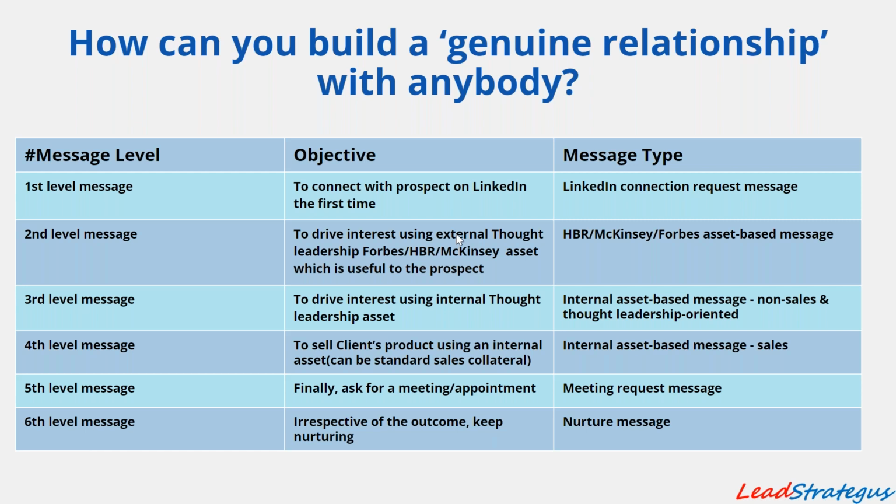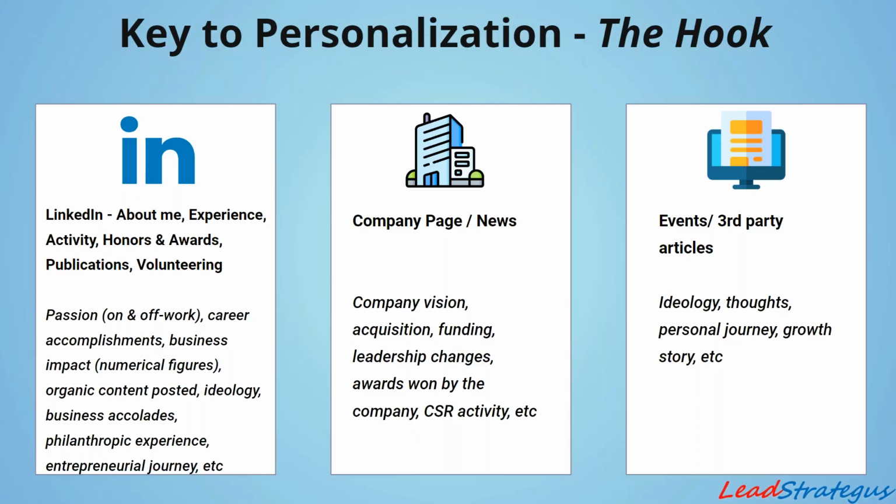market. Now moving ahead, getting back to the first level connection message, the personalization that I was talking about. So how do you get the personalization right? To get the personalization right, you need to get the hook right. Now what is the hook? Hook is nothing but the outcome of the research that you do on the prospect, on their company, on their industry, on their pain points. Now, as per our experience, we have broadly categorized these hooks into three main categories.